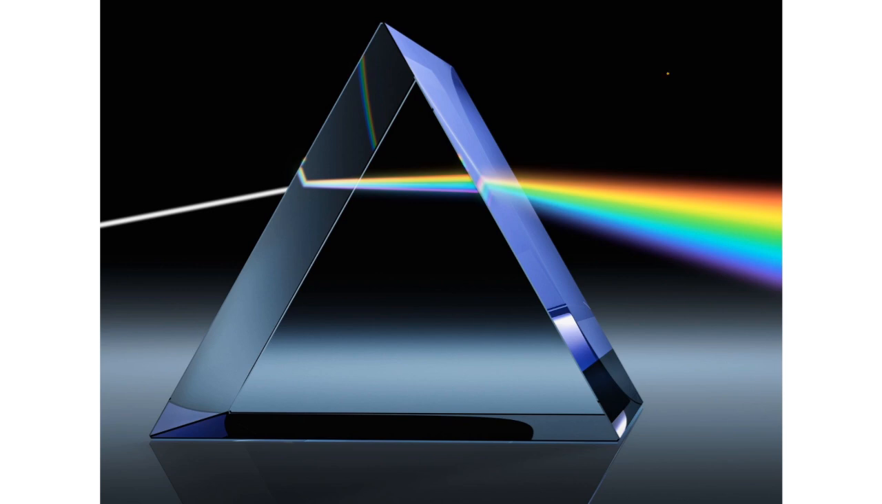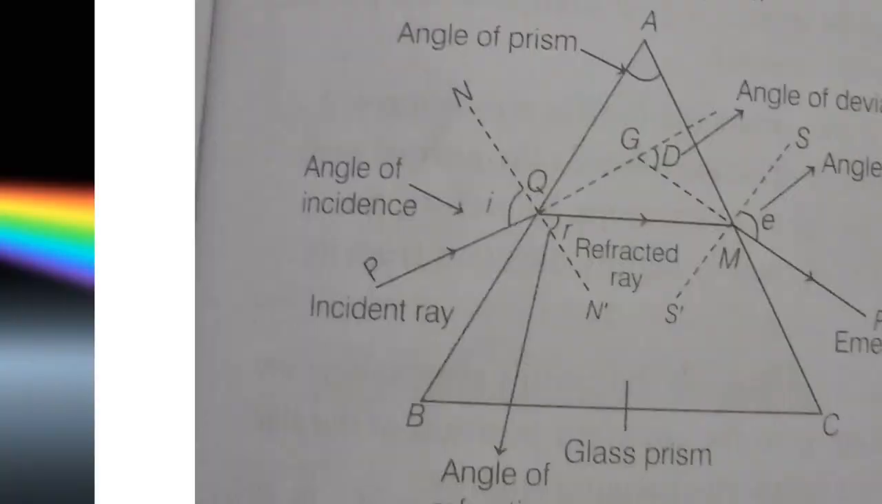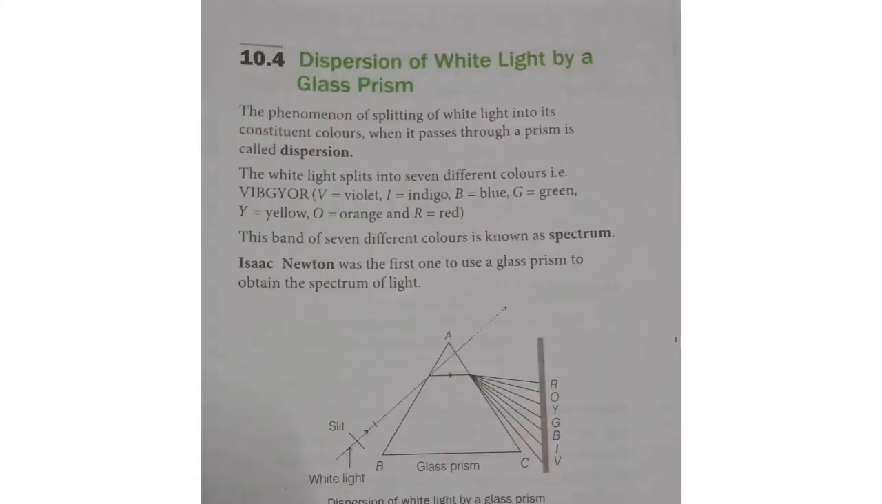Now what are they? Violet, indigo, blue, green, yellow, orange, and red. Okay, the VIBGYOR. Here we find it. So here a term comes, that is spectrum. Now what is a spectrum? Spectrum is the band of 7 colors. Okay, band of these colors is called spectrum.